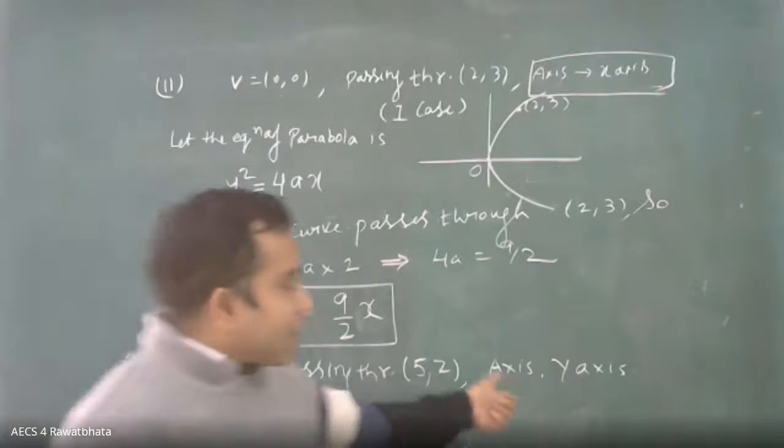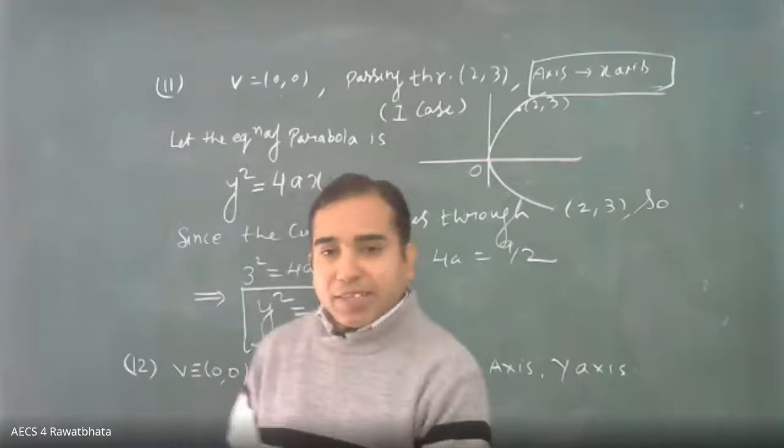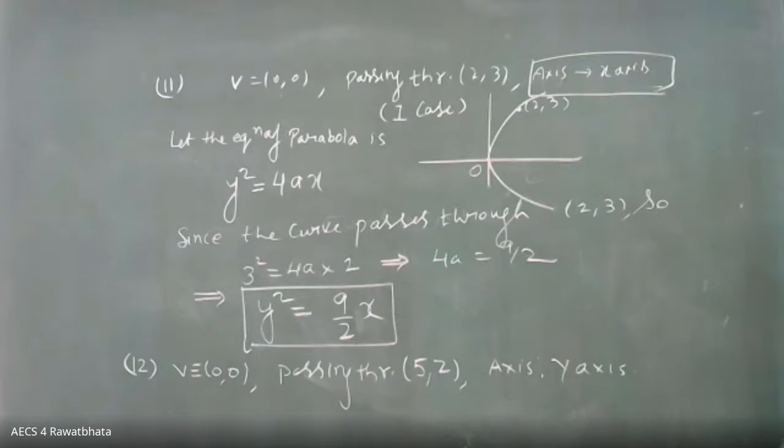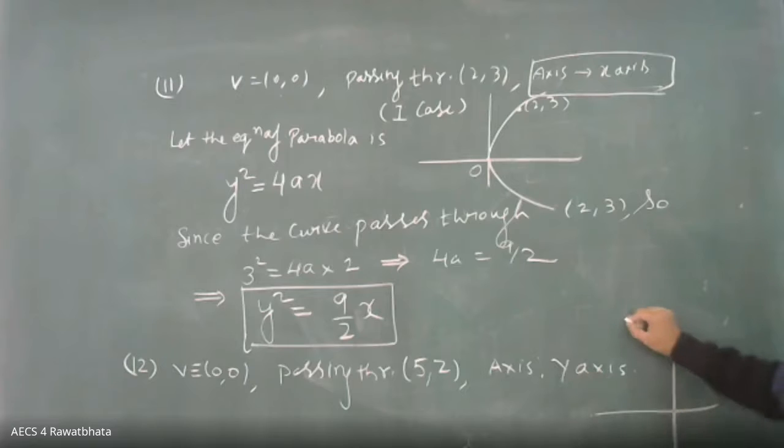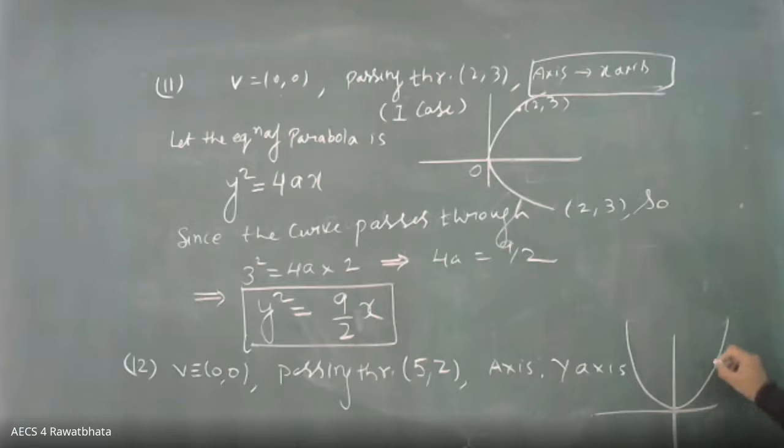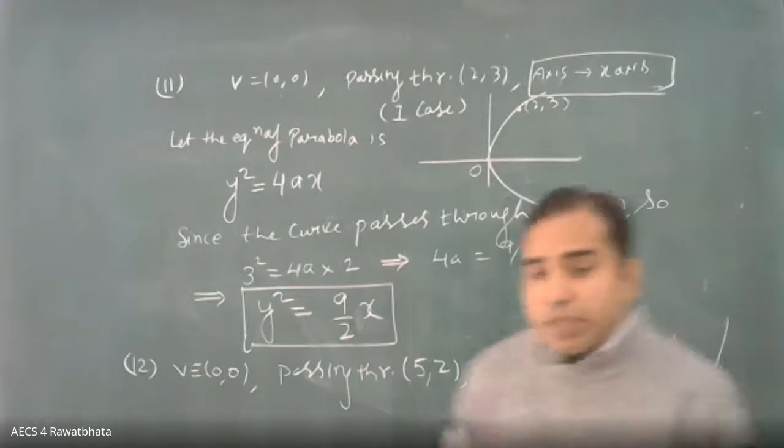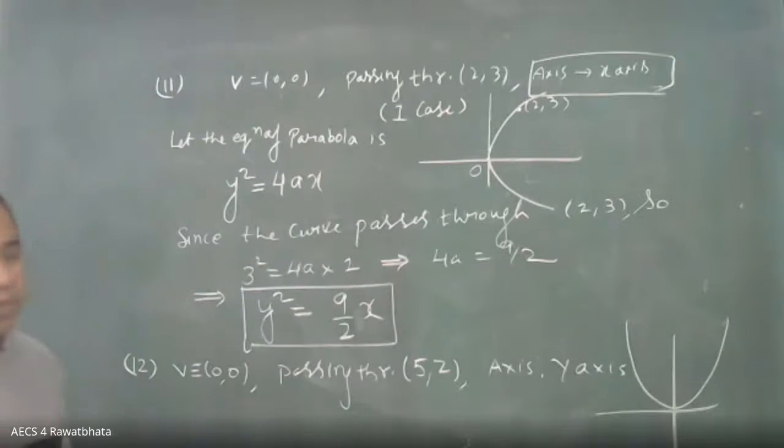Let us first decide this. The axis is the y-axis, so it has to be either the third case or the fourth case, because the axis is the y-axis. It will look somewhat like either a U-shape or an inverted U-shape. But because it is passing through 5, 2, it has to be the third case only. This is 5, 2, suppose. It will be stretched something like this. So for 5, 2 in the third case, let us assume the equation.